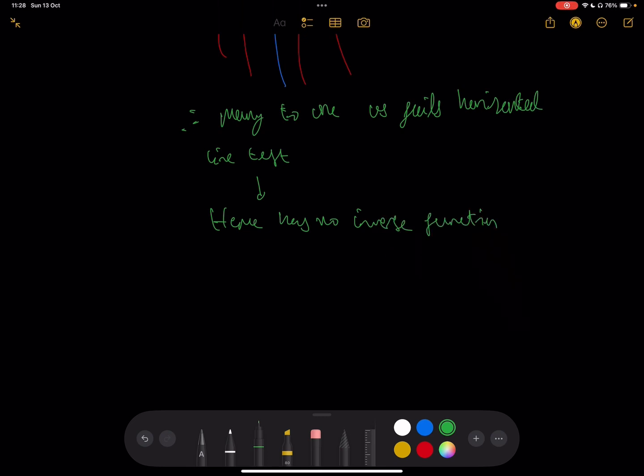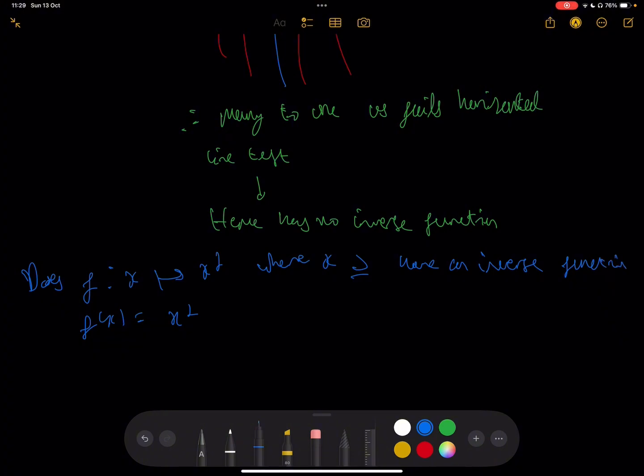Right. So the second part, part B, would be: does f such that x is converted into x squared, which we know is just f of x equal to x squared, where x is greater than or equal to 0, have an inverse function? So what it's saying is, does f of x equal to x squared, where x has to be greater than or equal to 0, have an inverse function?